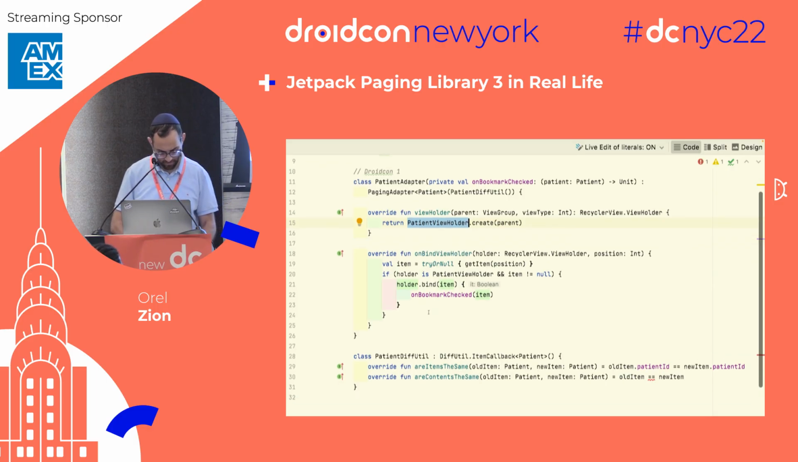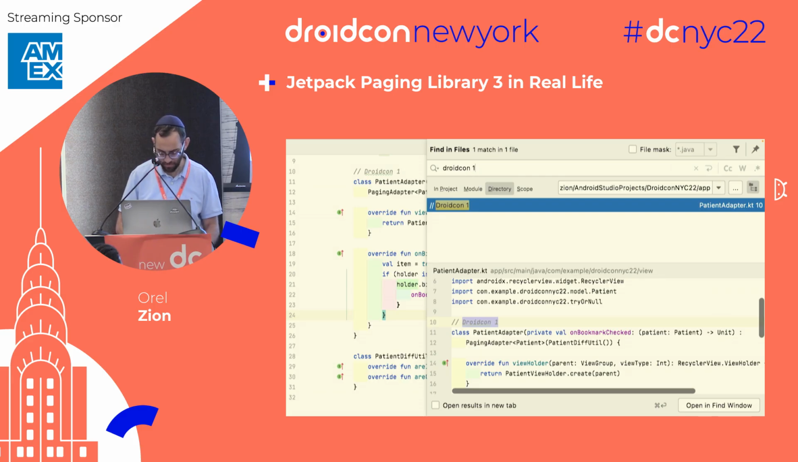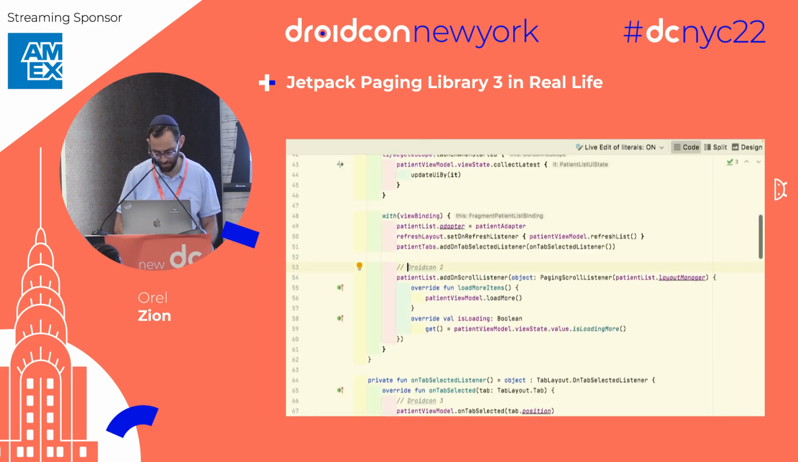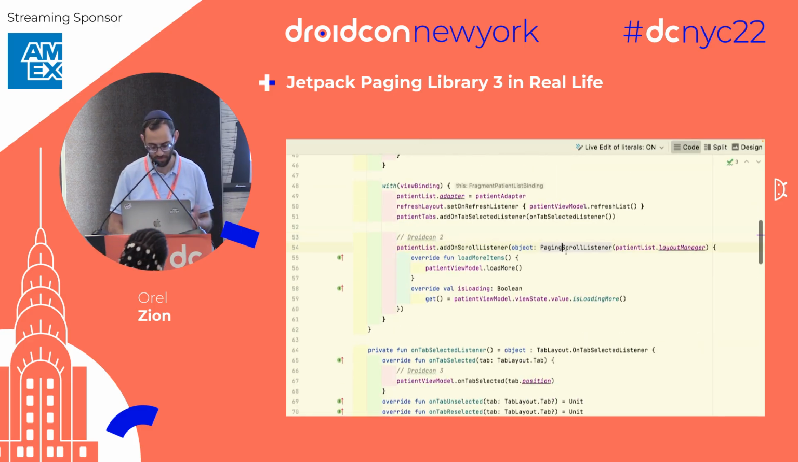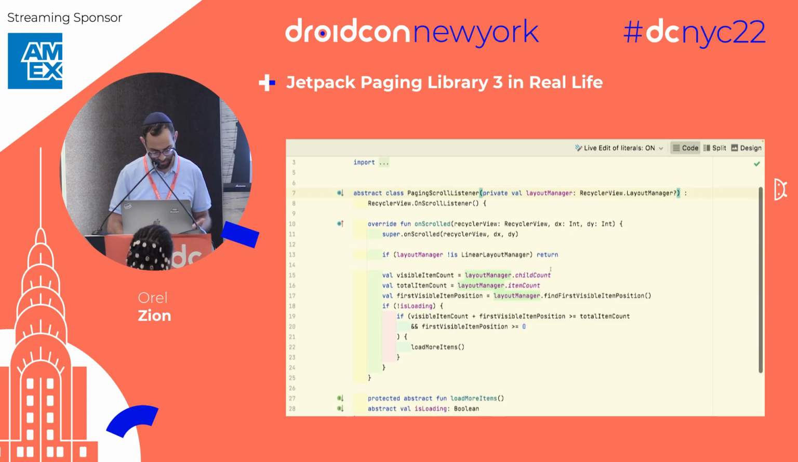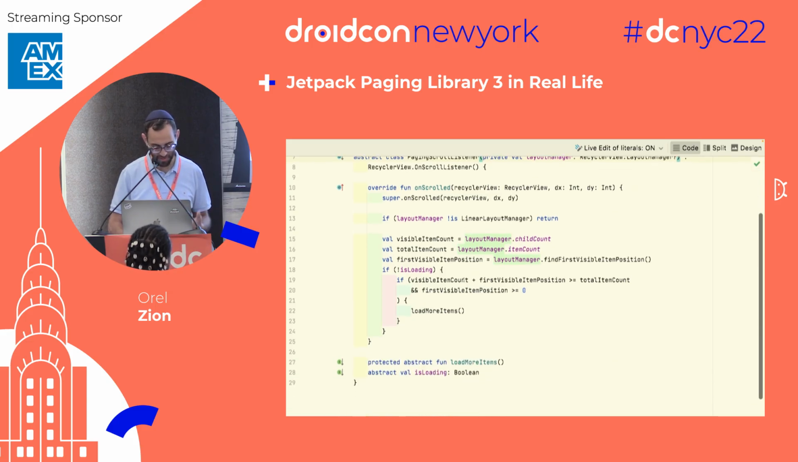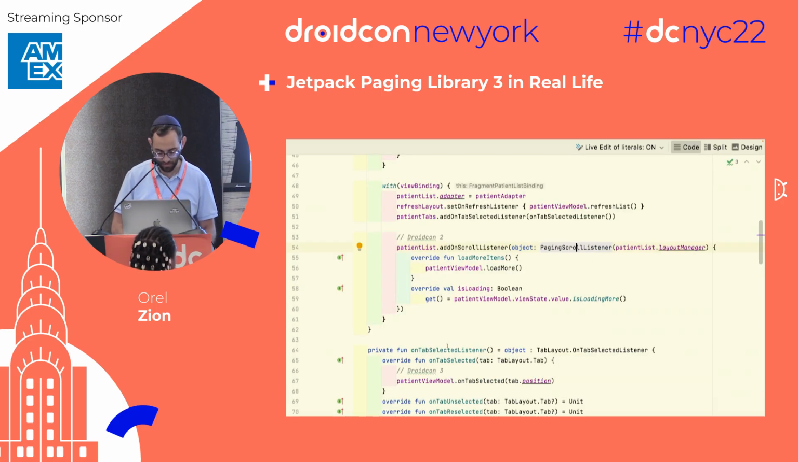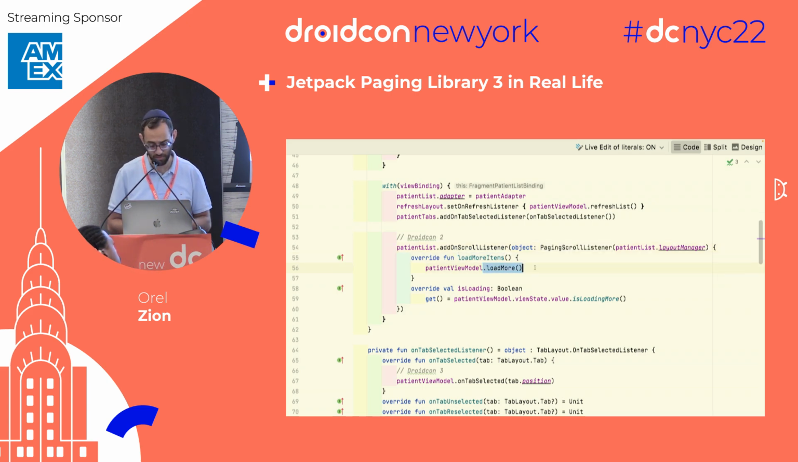How do we update it? We also have the scroll listener that we discussed. This is very basic stuff. Whenever we scroll and get to the bottom, and we're not already loading, we call the load more items method, which we implement back in our fragment. So whenever we call the load more items, we just call the load more function in the view model.